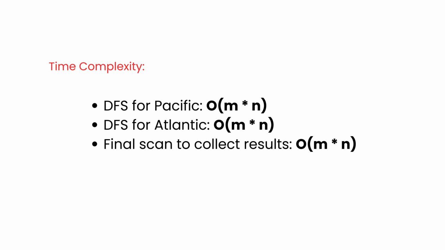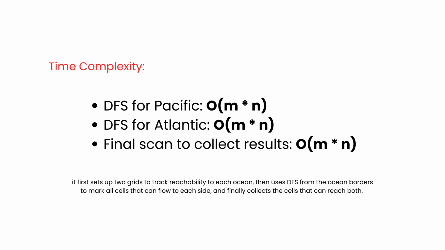Overall, our time complexity is DFS for Pacific, O(MN), DFS for Atlantic, O(MN), final scan to collect results, O(MN). So the total time complexity is O(MN), linear in the number of cells in the grid, which is very efficient for this type of problem. And that's how this algorithm works. It first sets up two grids to track reachability to each ocean, then uses DFS from the ocean borders to mark all cells that can flow to each side, and finally collects the cells that can reach both.